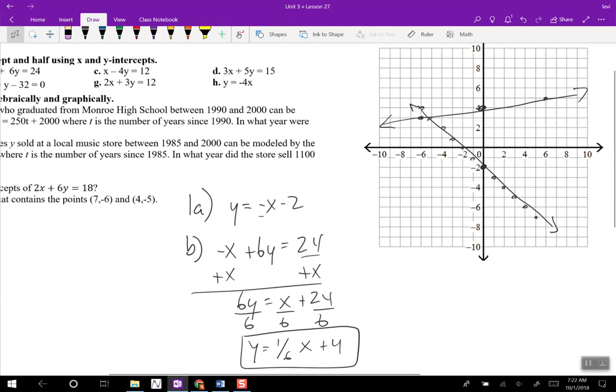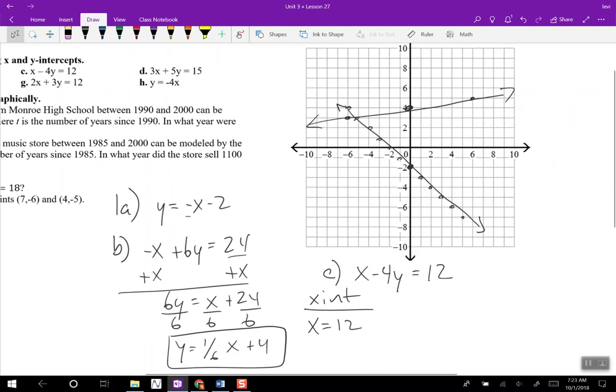C, x minus 4y equals 12. Well, if we wanted our x-intercept, we'd say x is 12, so that'll be out here somewhere. And our y-intercept, we'd say negative 4y equals 12. Divide by negative 4, and so our y-intercept is negative 3. So our graph would look something like that.